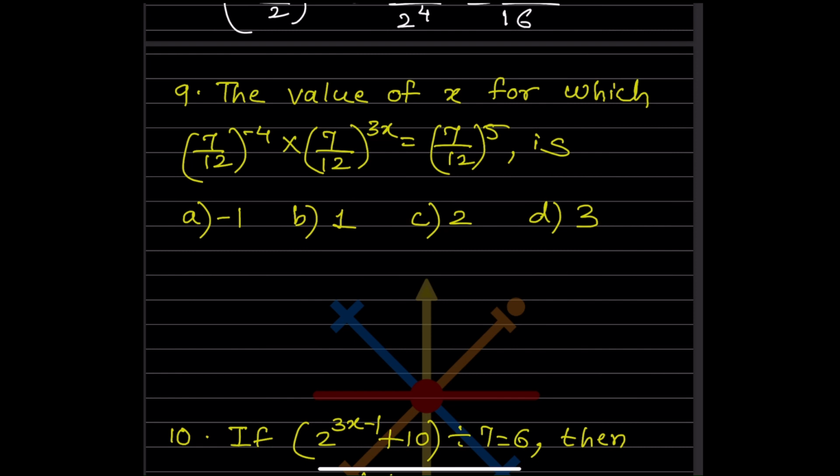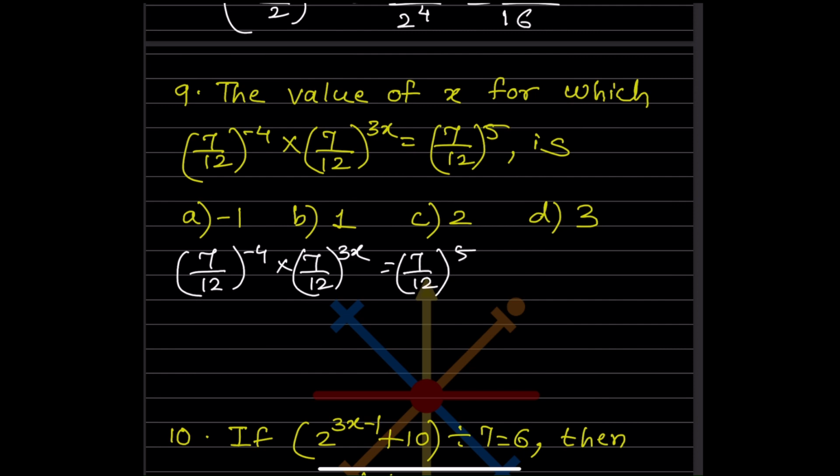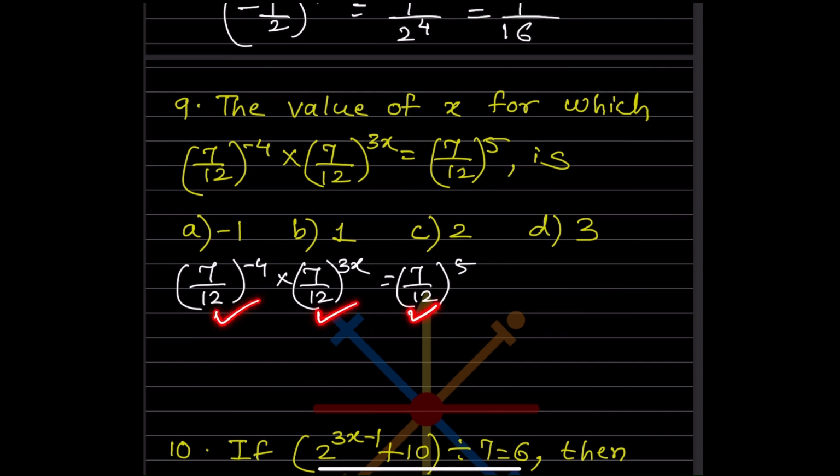Now the value of x for which one? 7 by 12 raised to minus 4 into 7 by 12 raised to 3x is 7 by 12 raised to 5. So now what you can do here, we can see everywhere the base is the same. So you are going to write it once, because you know a raised to m into a raised to n is a raised to m plus n. So what are you going to do? You will write the base once, and the exponents you are going to add.